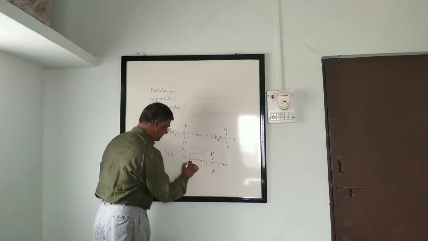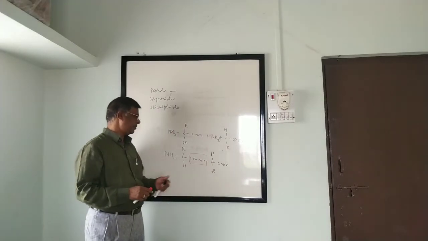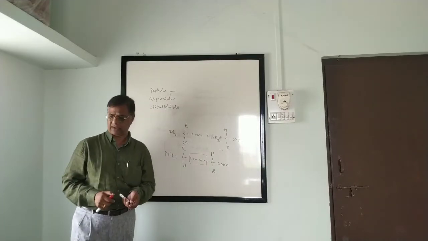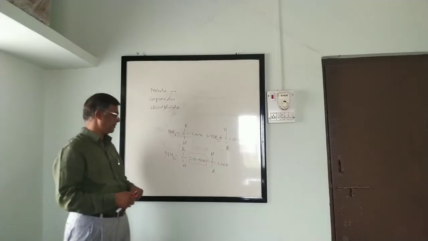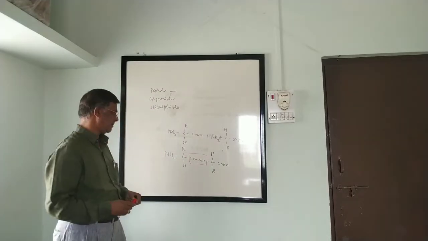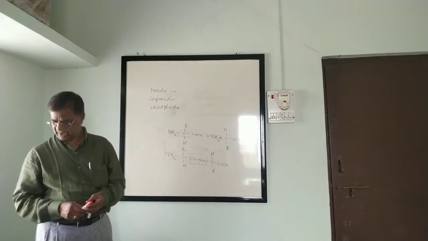In between them, a CONH bond is formed. So when each amino acid is united to another amino acid, there is formation of a peptide bond, and each and every time there is a release of one water molecule. So CONH is a peptide bond.